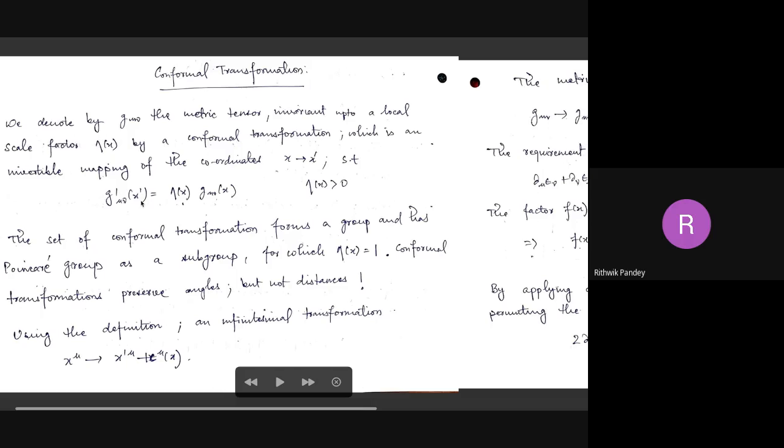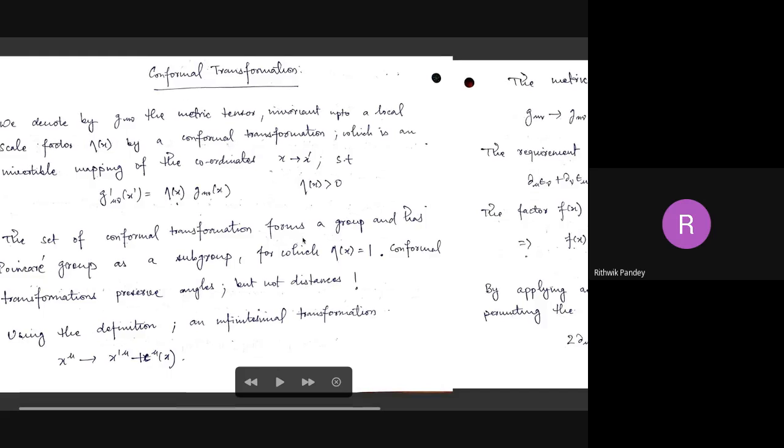Another important point is that if we set lambda of x equal to 1, for a coordinate transformation which leaves the metric invariant, we get the Poincare group. We get basically Poincare transformations, which are isometries of our space-time. So we can already see that for a specific case of conformal transformations, we recover our Poincare transformations. And as lambda of x is a function of x, this encompasses a greater amount of transformations. Another important point is that conformal transformations preserve angles but not distances.